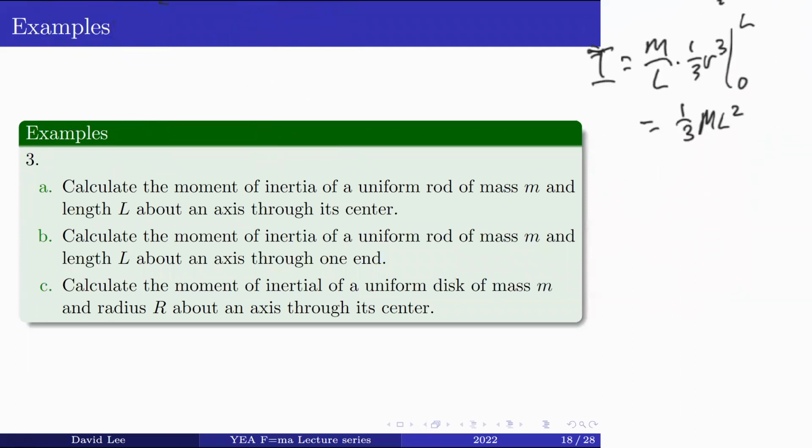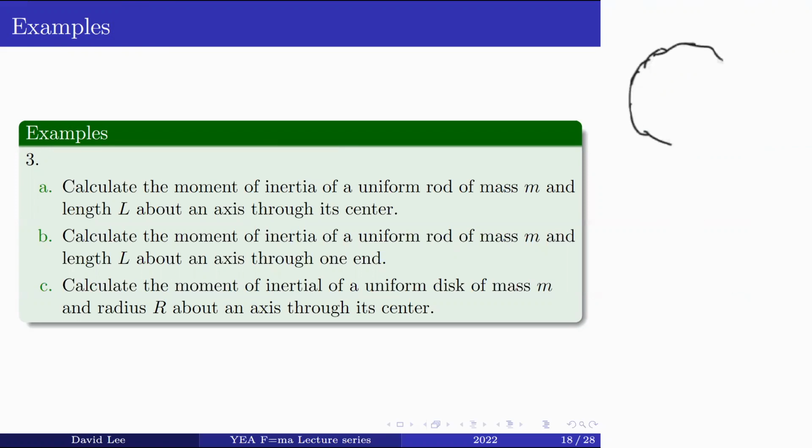All right, part C is a bit trickier because we have a disk. Now a disk is 2 dimensions instead of our 1-dimensional rod. So how would we approach this problem? So we have to split this up into many different masses. And then for each one of these, calculate dm times r squared.